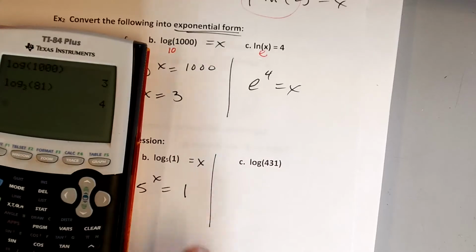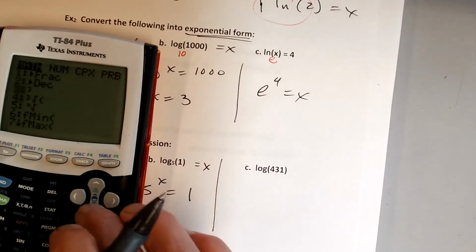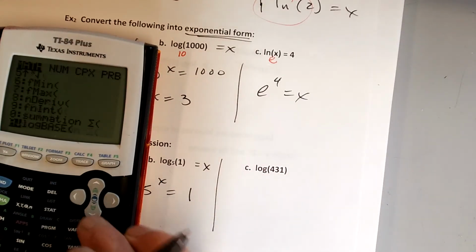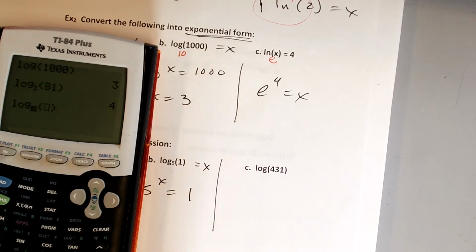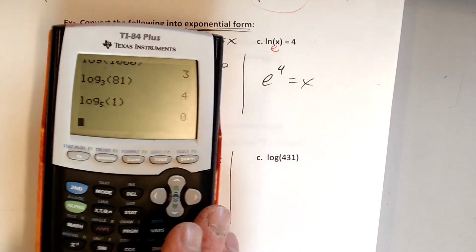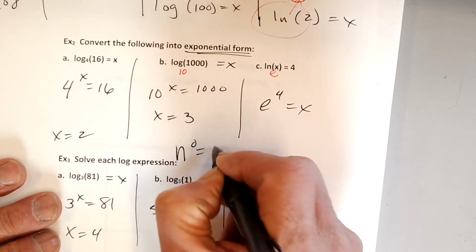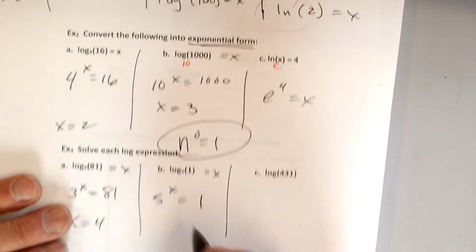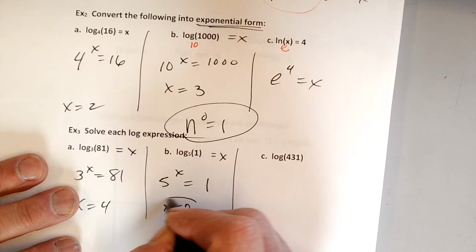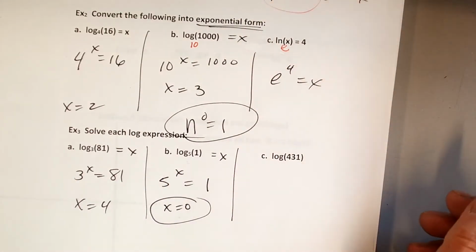Well, let's see what the calculator says. So let's see, math. All right, I'm just going to check it out. Log base 5 of 1. Let's see what it says. 0. Well, that actually makes sense because any number to the 0 power is always 1, isn't it? So x has to equal 0. Anything to the 0 power is always 1.